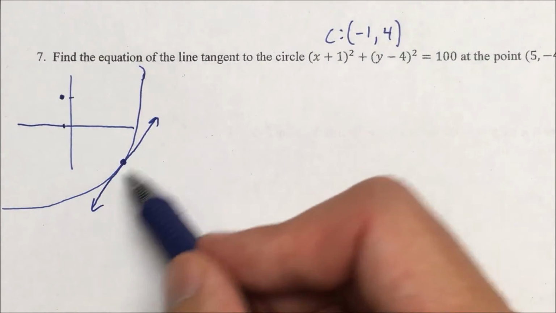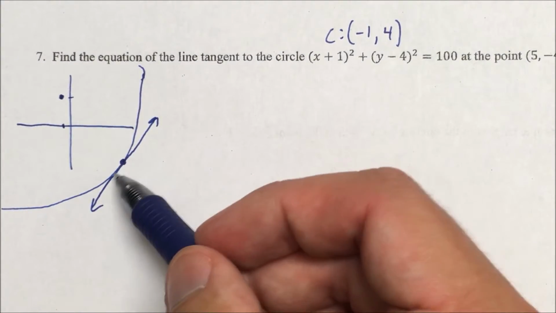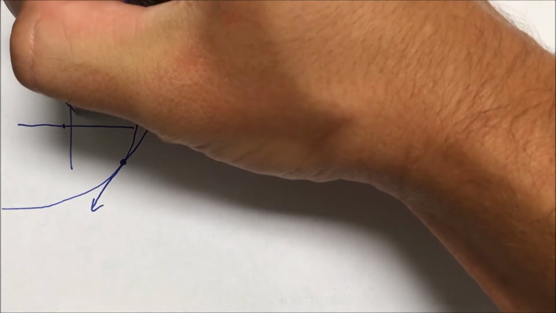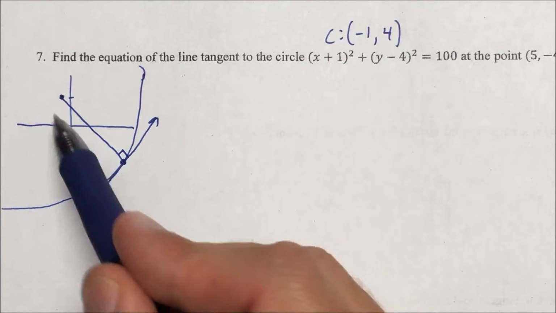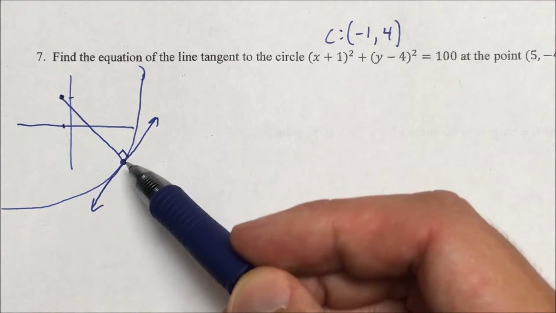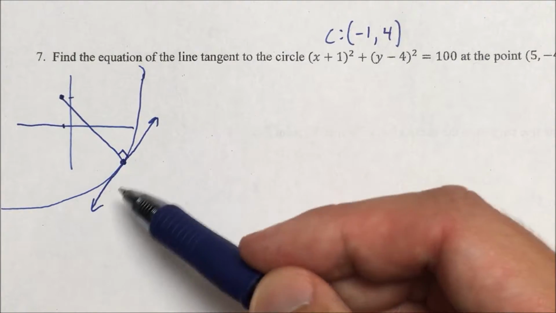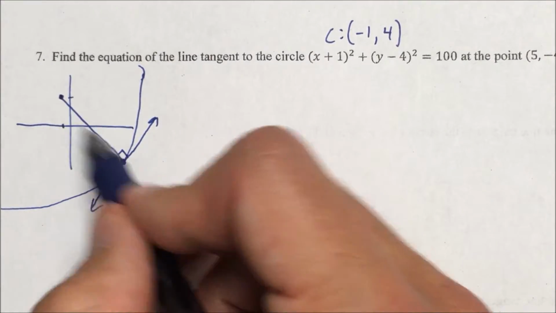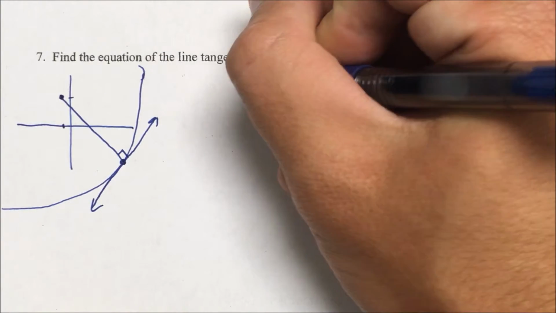Big thing I'm noticing right here is that my tangent line is going to have a positive slope. We'll get to that in a second. The big deal that I need to find first is the slope of my radius, because I know that once I find the slope of that radius, I can do the opposite reciprocal to find this slope, and then I can just plug in my point and my slope, and that'll give me my y-intercept, and I'll be done. So let's find the slope of this radius first. So slope of radius.